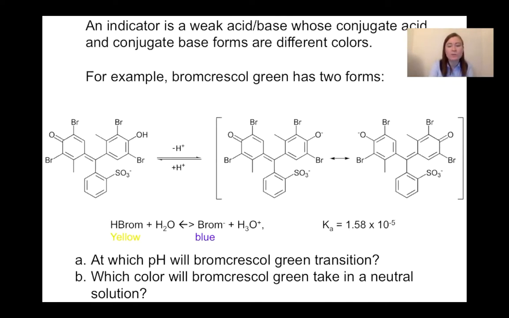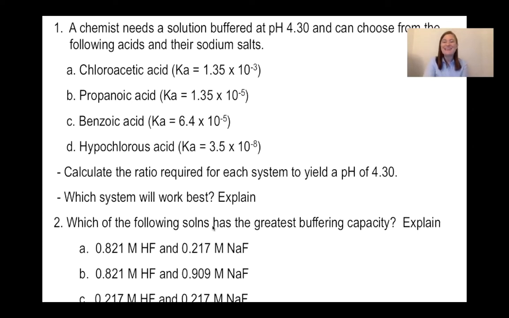Cool. And then if we want to know what color it is in a neutral solution, okay, so that means a pH of 7. Well, pH of 7 is above the transition point. And so if we have a pH that's higher than the pKa, then the compound is going to be predominantly in its base state and its deprotonated state. So for bromcrystal green, that's blue. So we're going to have a blue solution. Cool. Take a minute to answer the next few practice problems on your sheets.